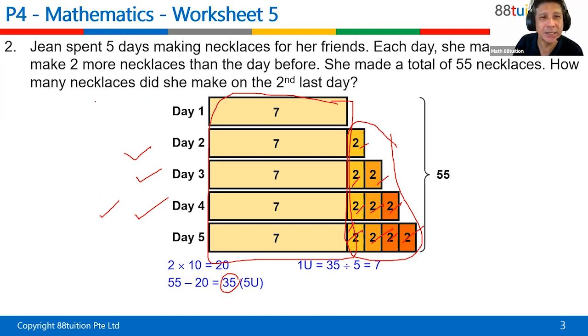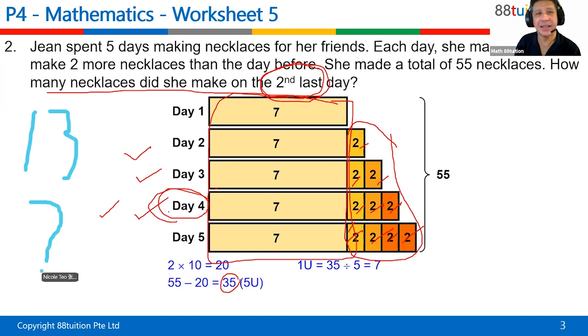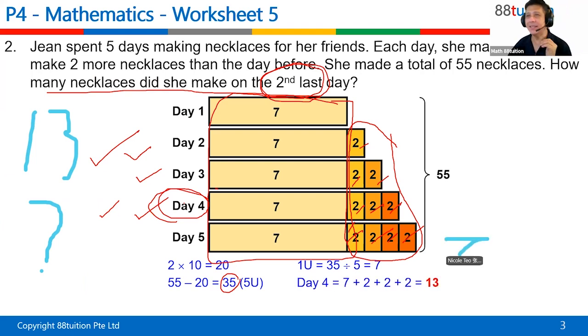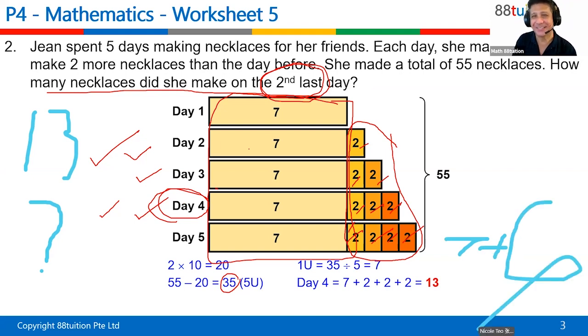All right. So now we can actually look at the question. The question is asking how many did she make on the second last day? Second last day must be the 4th day. Day 4. Well done. You see, now she has answered everything. So day 4 is 7 plus 2 plus 2 plus 2. So that will be 13. Good job, Nicole.